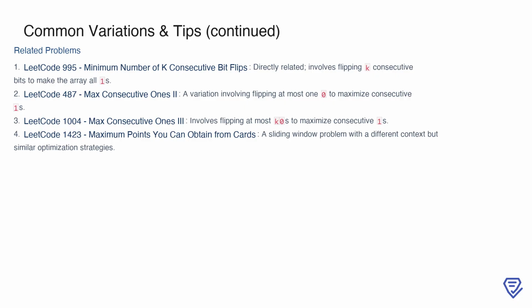Another related problem is LeetCode 1423, Maximum Points You Can Obtain from Cards. While the context is different, the optimization strategies involve sliding windows and dynamic adjustments, making it conceptually similar to the techniques used here. Familiarizing yourself with these problems can deepen your understanding of how to handle overlapping subproblems, efficiently manage constraints, and identify the most suitable algorithmic approach for a given scenario.